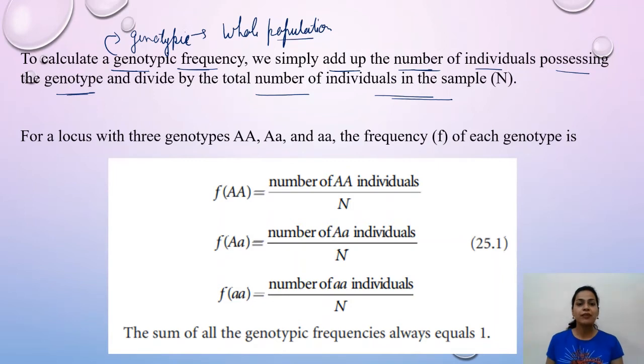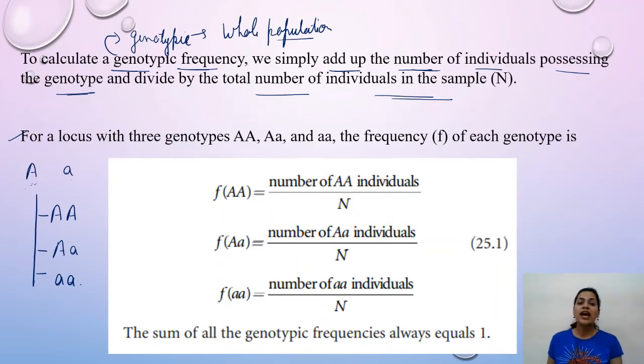Okay, for example, for a particular locus, if I consider two alleles, capital A and small a, then there are three possible genotypes that I can get in a population. Either I can get a homozygous dominant genotype, or a heterozygous genotype, or a homozygous recessive genotype in a population.